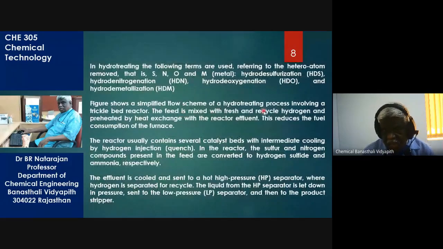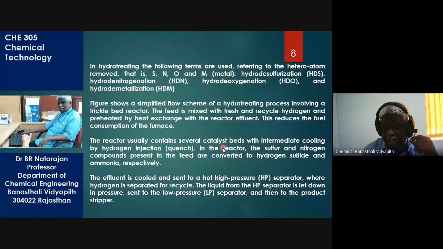Before that, it shows the simplified flow scheme of the hydrotreating process involving a trickle bed reactor. This is a type of reactor which you'll be studying in the reaction engineering course. So we'll not get into it. But make a note to find details of trickle bed reactor. The feed is mixed with fresh and recycled hydrogen and preheated by heat exchange with the reactor effluent. Because the reactor effluent is hot and the raw material is cold, I exchange heat for heat economy, right? This reduces the fuel consumption of the furnace.